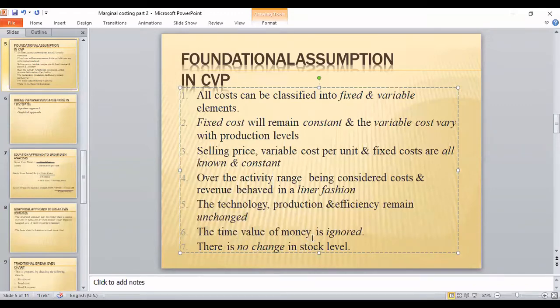Then, yes, the next part, sir: the time value of money is ignored. Okay, time value of money is ignored. That means जो आपके पैसे का आज वैल्यू है, अगर आपने मैनेजमेंट अकाउंटिंग पढ़ा ही नहीं है, फाइन, नो प्रॉब्लम.